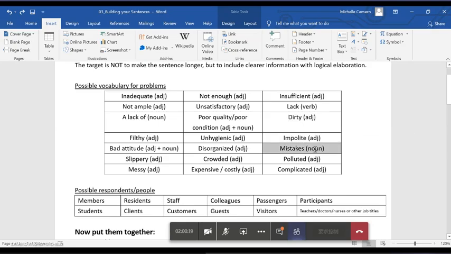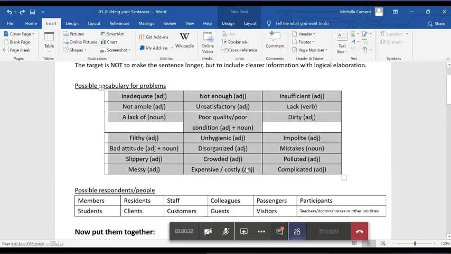We've got mistakes, but this mistakes is a noun. We've got polluted and complicated. If something is complicated, it's not easy. If it's complicated, it is very difficult. All right, so these are some of the vocabulary words that can possibly be used with the problems. Some of the adjectives mainly that will be used with the problems.